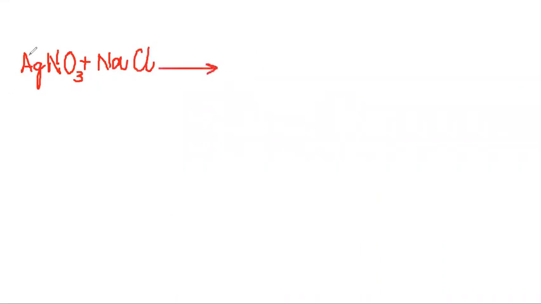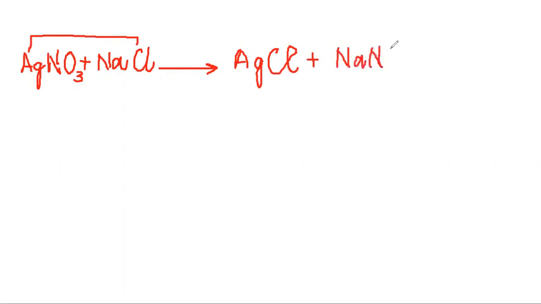and this first positive ion attaches with this negative ion, AgCl is formed, plus NaNO3. Now this AgCl is insoluble in water, so it precipitates out. It becomes solid.